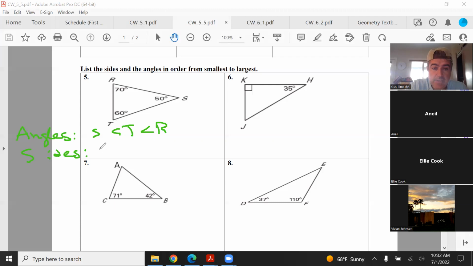RT is opposite S. RS is opposite T. And ST is opposite R. Very good for that one. And I'll leave that up if you guys are still copying. But any questions about number 5?